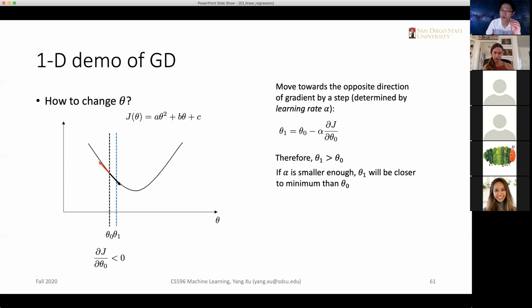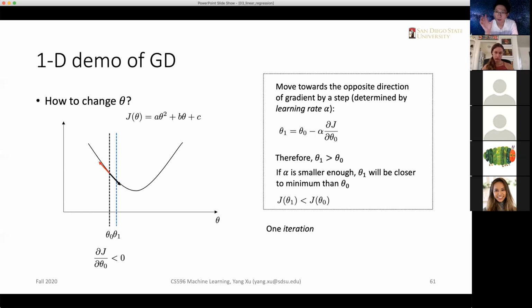Right? Because we only moved a little step, okay? And the cost function becomes smaller. That's the result we want to see, okay? And that's basically one iteration of the gradient descent process, okay? The whole thing is one iteration. So we want to repeat this step until a satisfactory theta n is reached.